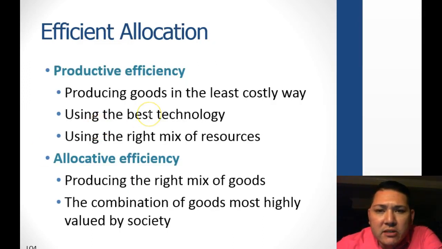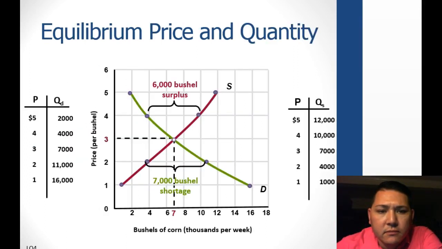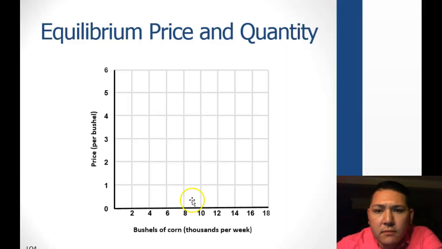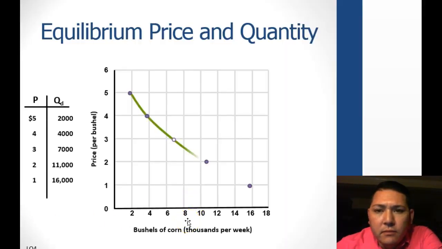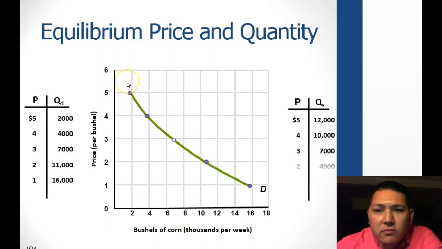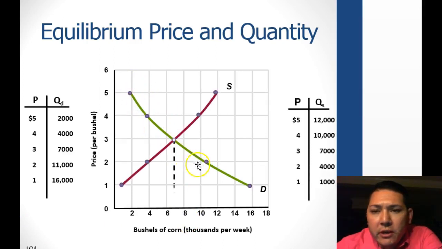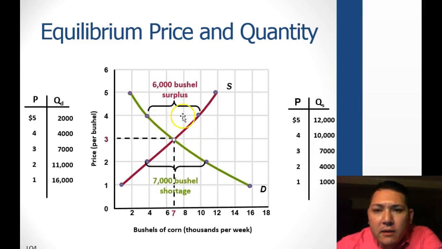Now, this allows us to produce efficiently and allocate efficiently. Again, this is just an animation showing the overlay of demand, the overlay of supply, and then the equilibrium point. A surplus is when supply exceeds demand. A shortage is when demand exceeds supply.